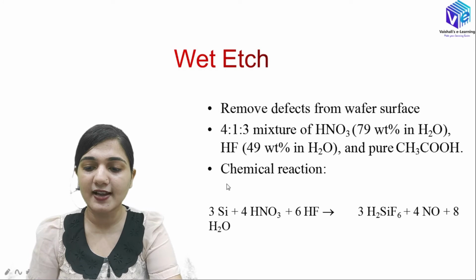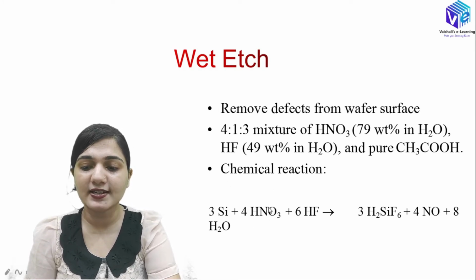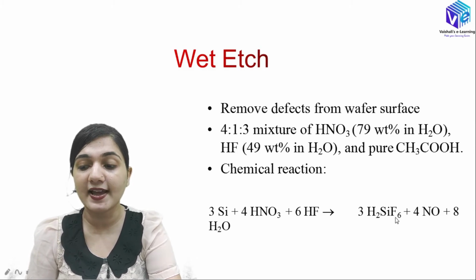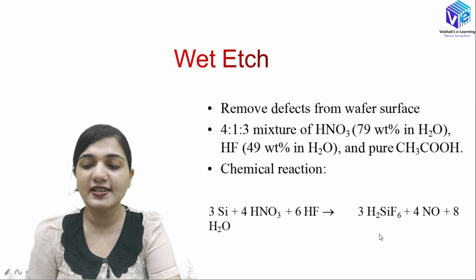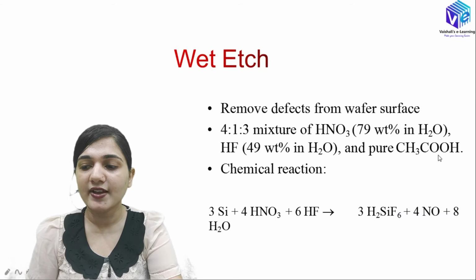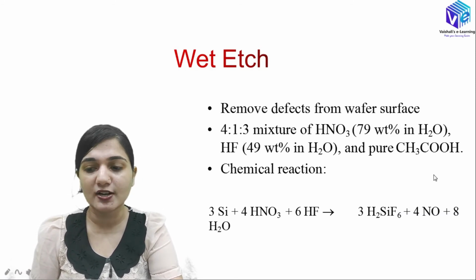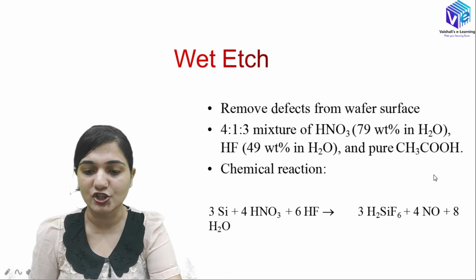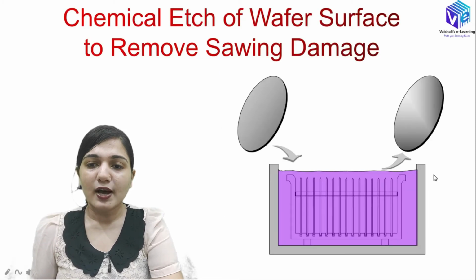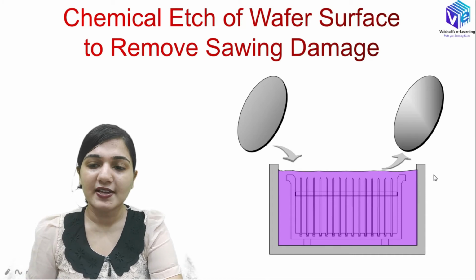Now this is the chemical reaction. Here we have the silicon reacting with HNO3 and with the HF, and it will form H2SiF6. This is how the silicon is removed, or etched out. Here we have the acetic acid also. It acts only as the diluting agent in this chemical reaction. So now the chemical etching of the wafer surface will be there.